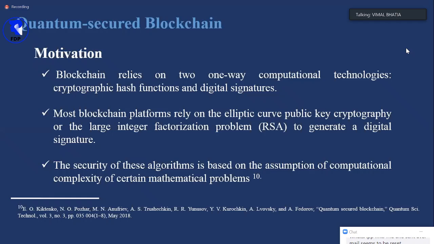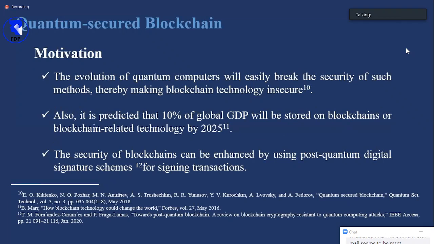Okay, so the motivation for having a quantum secured blockchain. This is something that we have recently started working on, and it is very early work. But this is one of our novelties that has come from our group. Blockchain relies basically on two one-way computational technologies like crypto hash and digital signatures. Most blockchain platforms rely on elliptic curve public key cryptography or the large integer factorization problem, RSA, to generate these signatures. Now, the security of these algorithms is based on the assumption of computational complexity of certain mathematical problems. Now, the evolution of quantum computers will easily break the security of such methods, thereby making blockchain technology insecure.